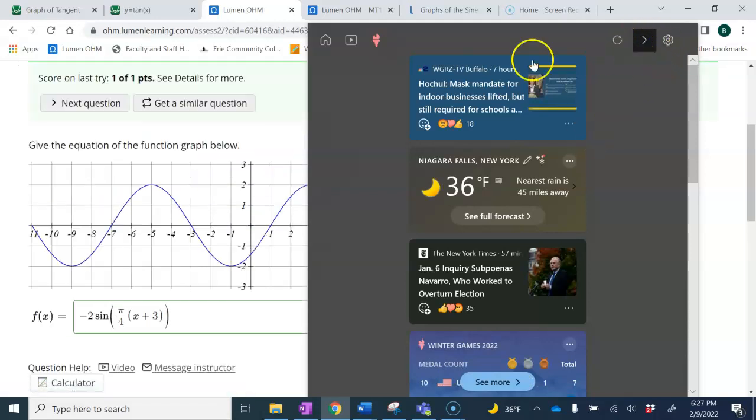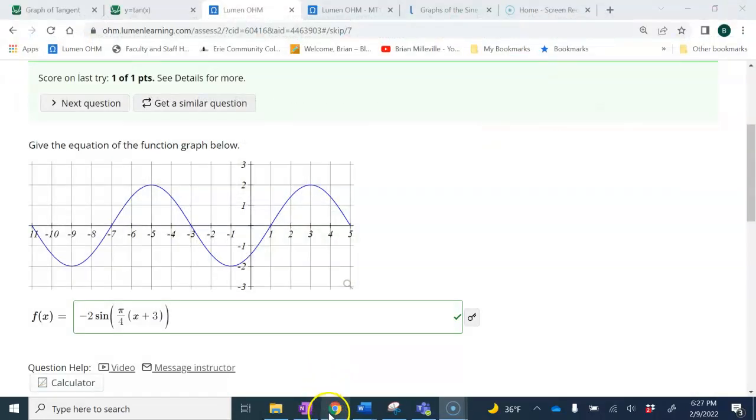Submitting it. Forget what I got going on here. Okay, so just to wrap up, I had a pop up on my computer. Alright, so that's it for that example in this video.